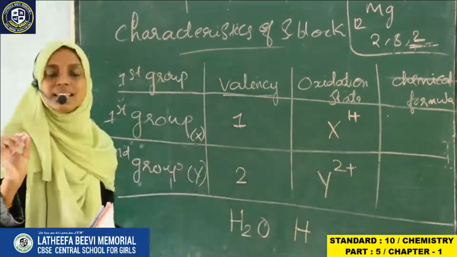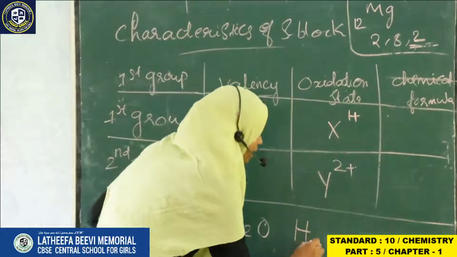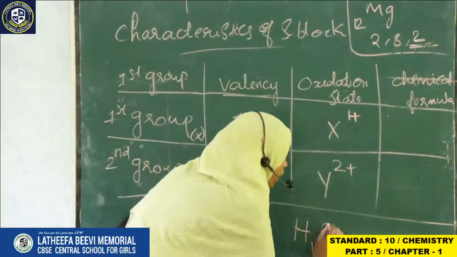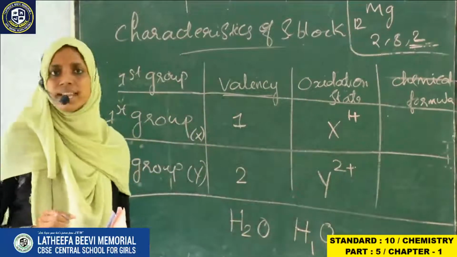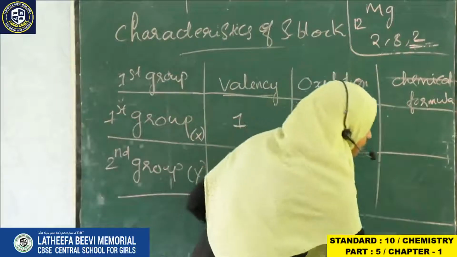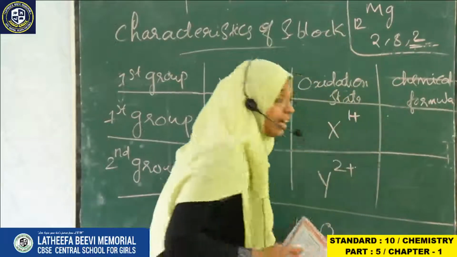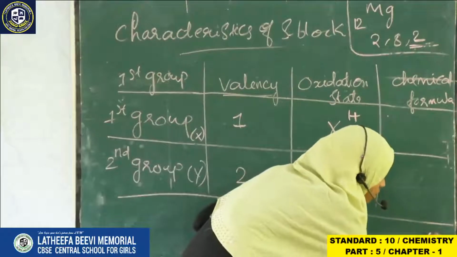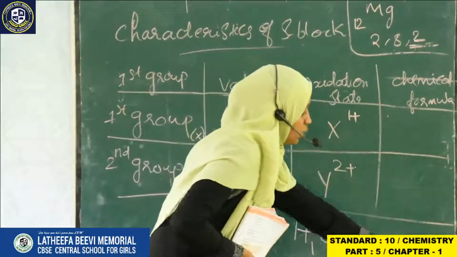What is the valency of hydrogen? It is 1. Hydrogen valency എത്രയാണ്? 1 ആണ്. The oxygen. What is the atomic number of oxygen? Oxygen atomic number 8 ആണ്. So we can write the electronic configuration 2,6. ഓക്സിജൻ്റെ ഇലക്ട്രോണിക് കോൺഫിഗറേഷൻ 2,6 ആണ്.